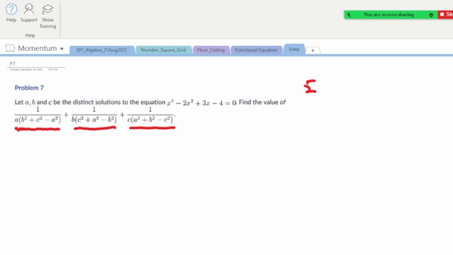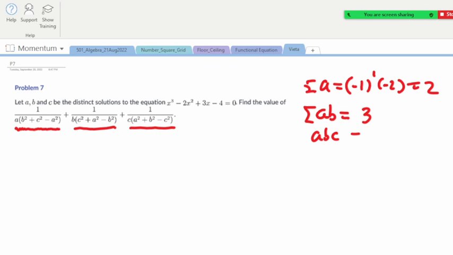So who can tell me what's the cyclic sum of the A, the sum of the A? Negative 2, to the power 1. Then negative times 2 is negative 2. The sum of AB is 2. Okay, 3. The cyclic sum of the 2, 3, 3, 4. 4. Okay, now let's work on this part.